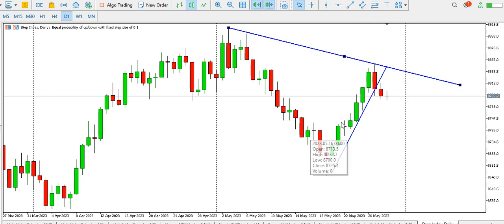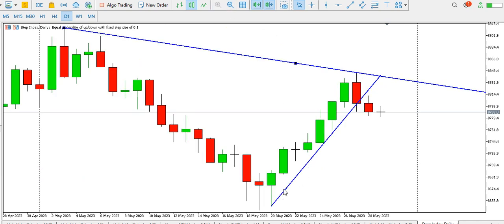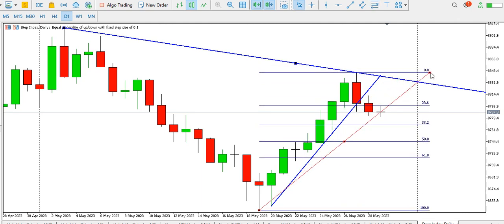For step index on the daily time frame, we can see that the price of step index has been moving upwards until we had this bearish engulfing candlestick pattern, and the price dipped yesterday, and this is our confirmation candlestick that price might likely retrace. And if price is going to retrace, let's take a look at the Fibonacci retracement tool. Price might retrace down to the 38.2% Fibonacci level.